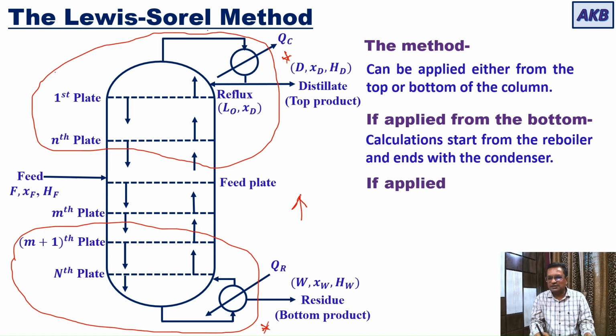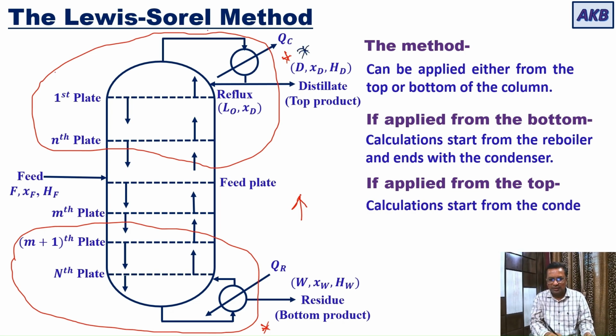Whereas if the method is applied from the top, you are going to start from the condenser. The calculations will start from the condenser and they will end at the reboiler.